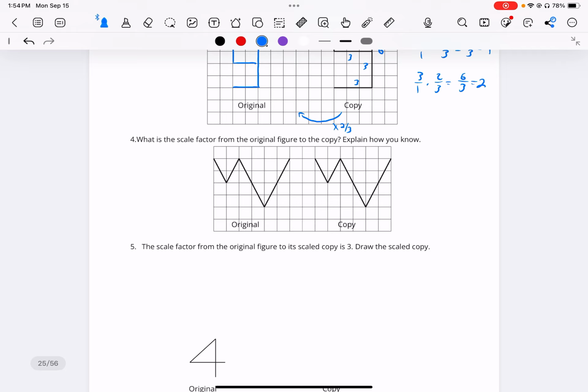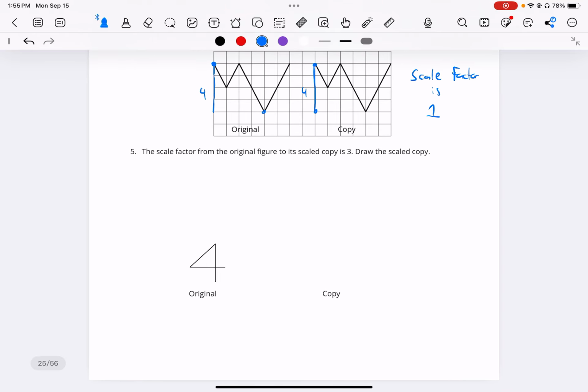Here we want to know the scale factor going from the original to the copy. If I notice going from the highest point to the lowest point, that's a distance of 1, 2, 3, 4, and it's the same thing for my copy. So since it's the same number, my scale factor is 1 because it is the same image.